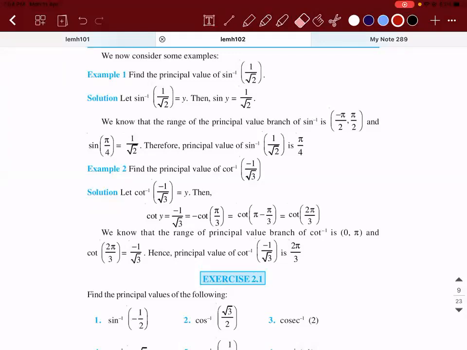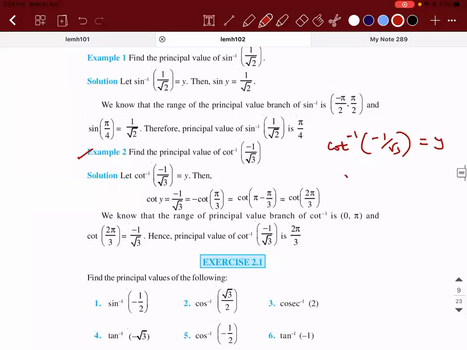Okay. See, let's try this one. Cot inverse of -1 divided by √3. I'll assume it to be y. What should we take on both the sides? I'll take cot on both the sides. Cot inverse of -1 divided by √3 is equal to cot y. So -1 by √3 is equal to cot y.